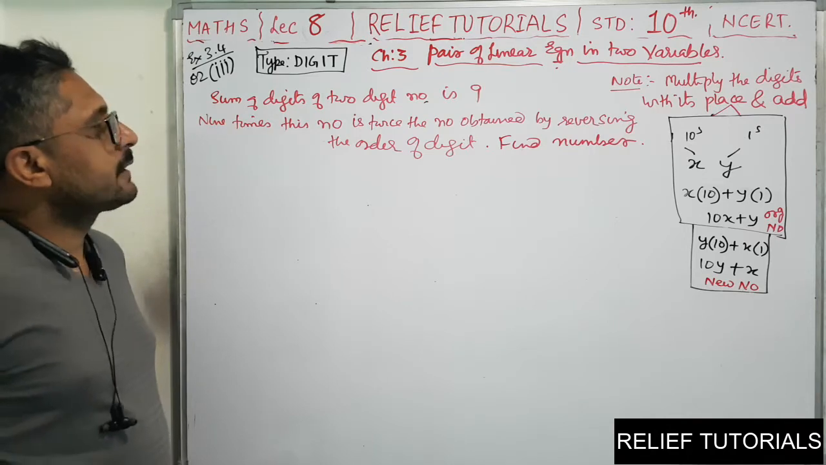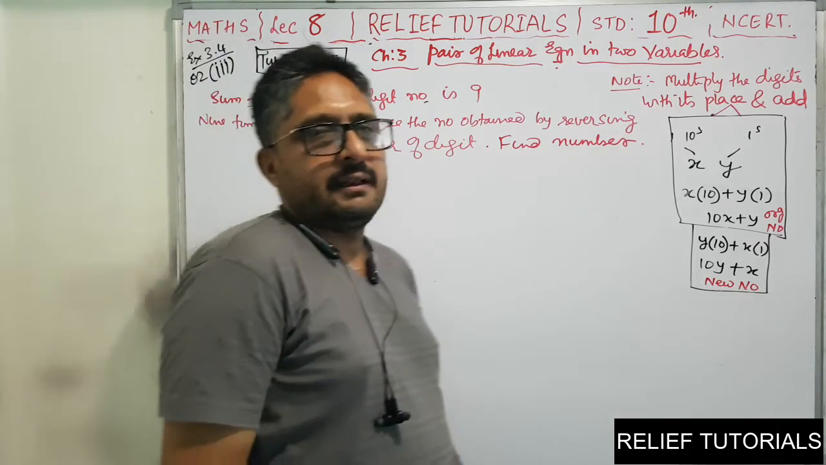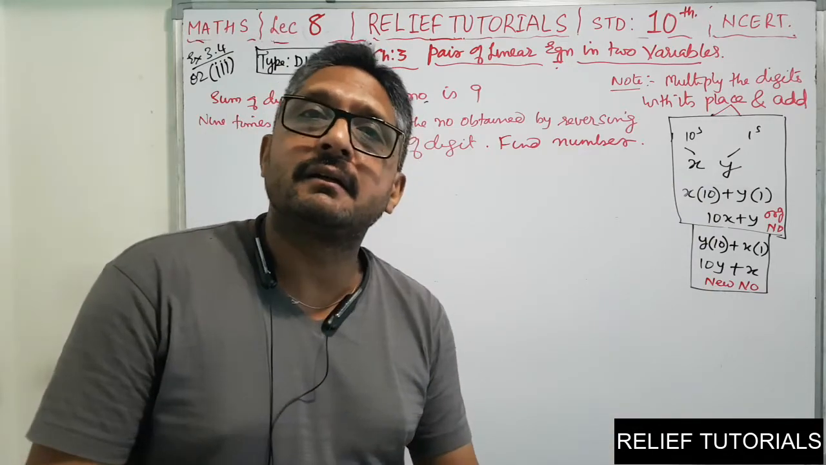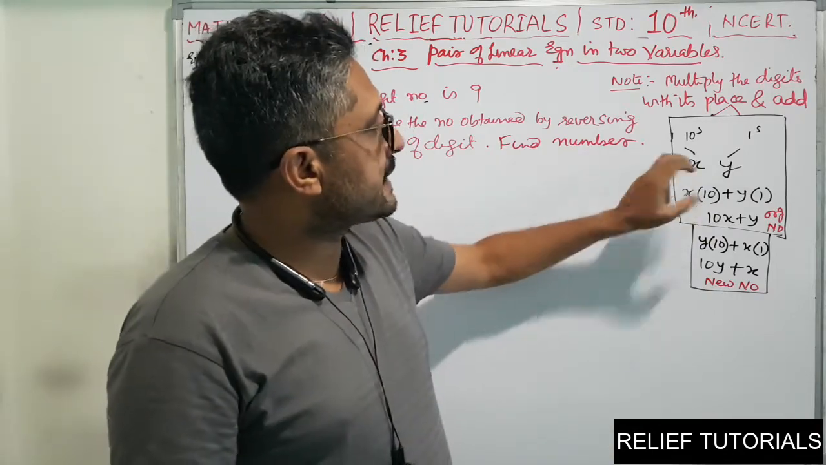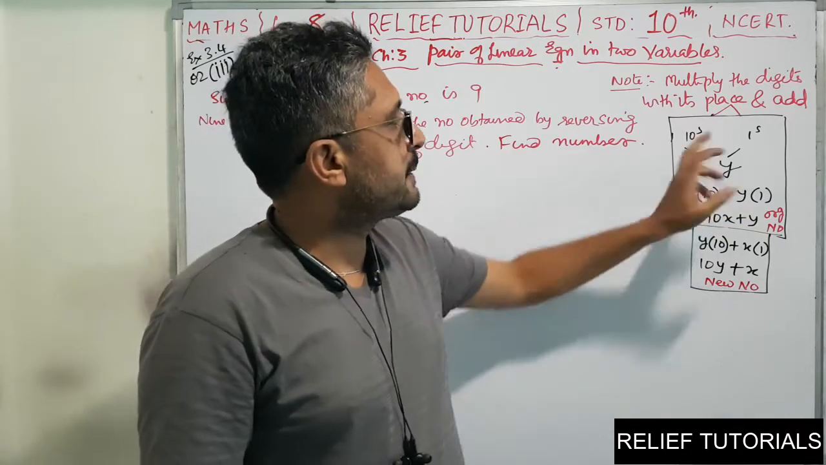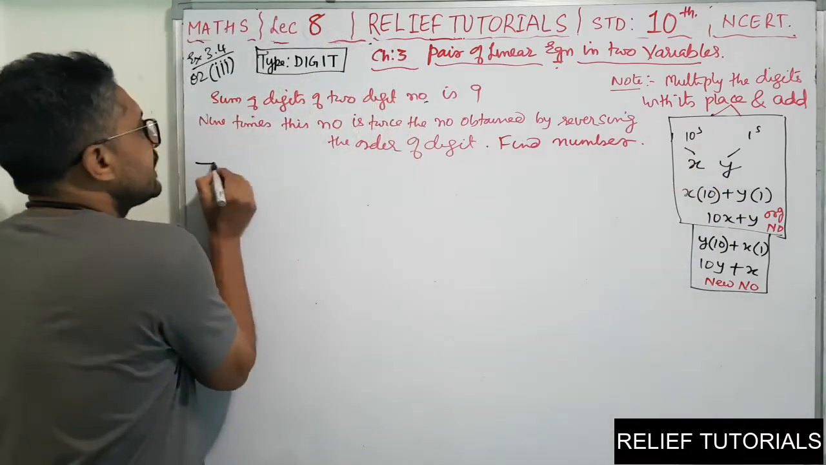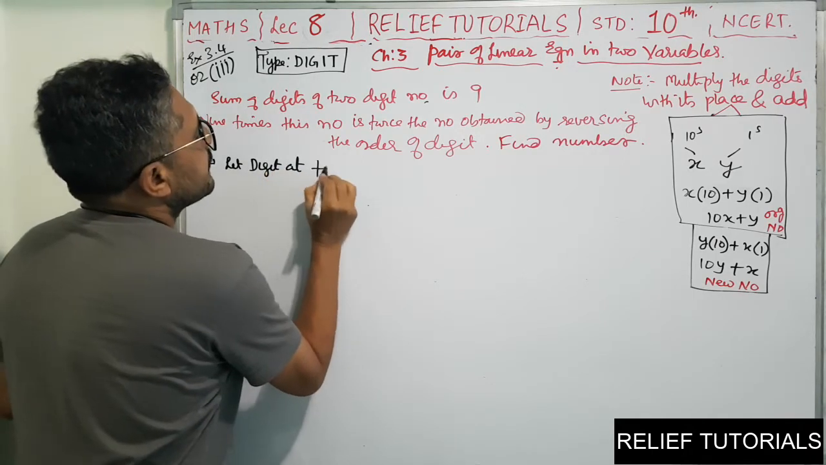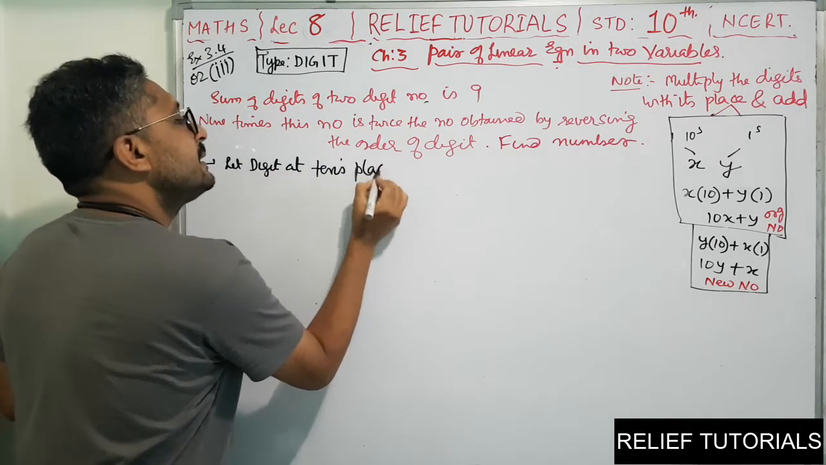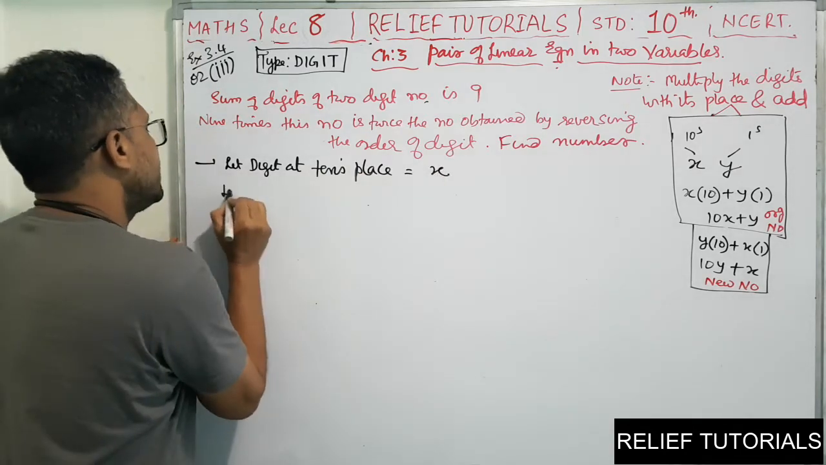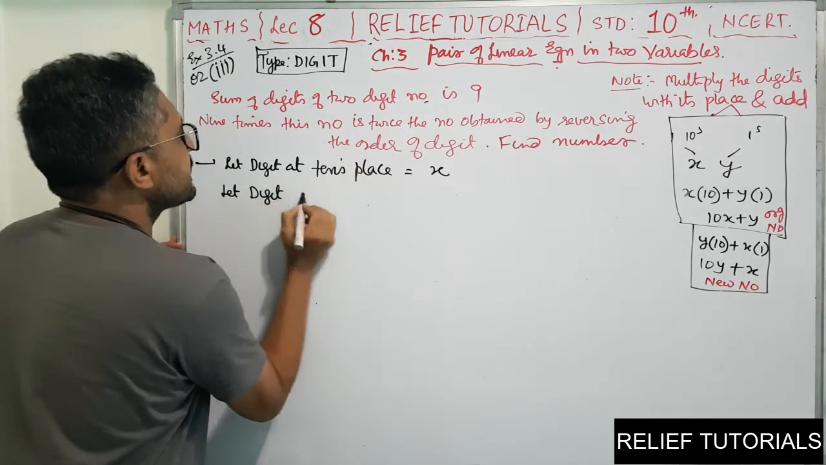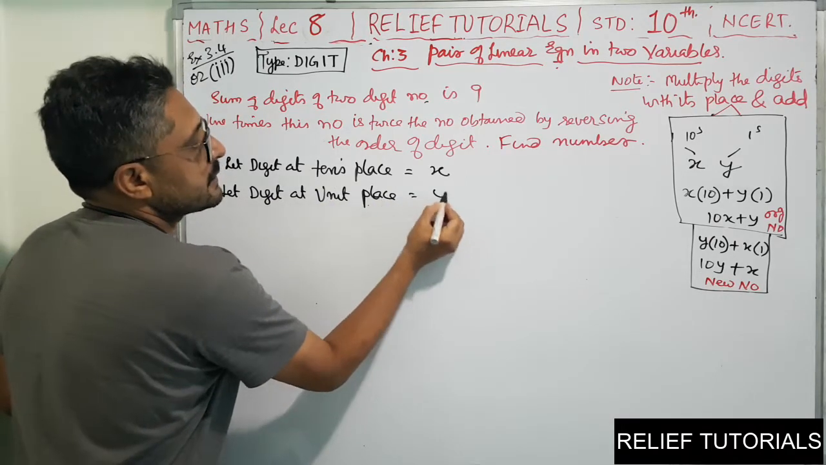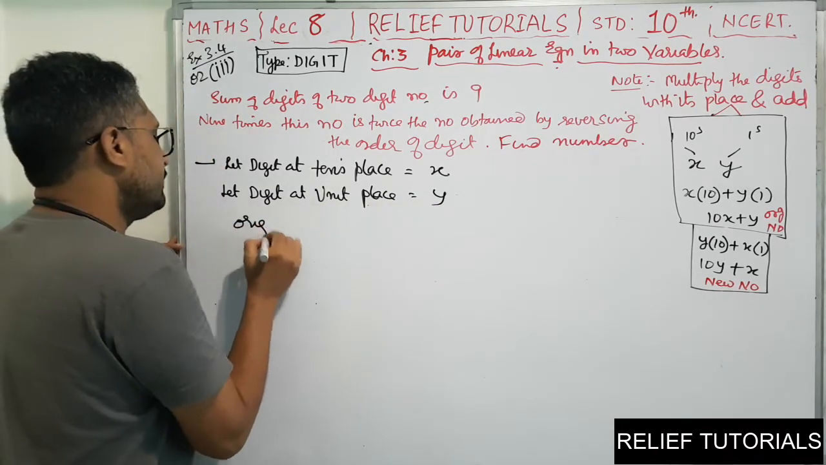Now you see. First of all, you have to suppose, let the digit at tens place be x. We don't know the number; we have to find that number. Clear? So let the digit at tens place be x. Let the digit at unit place be y. So we write here, let digit at tens place is equal to x. Let digit at unit place is equal to y.